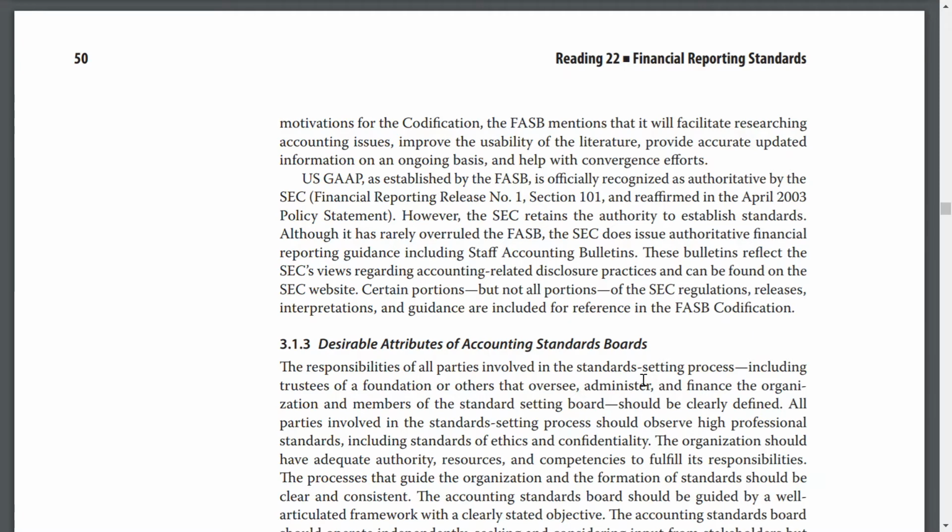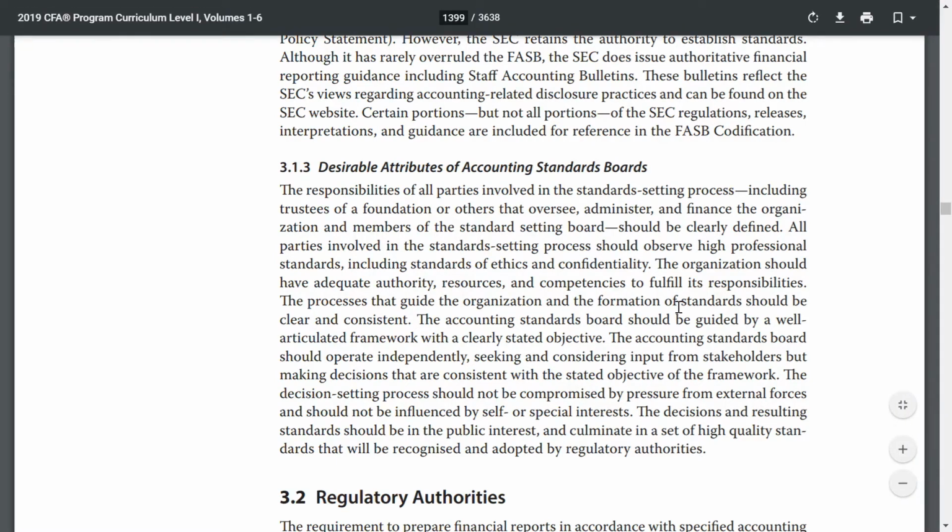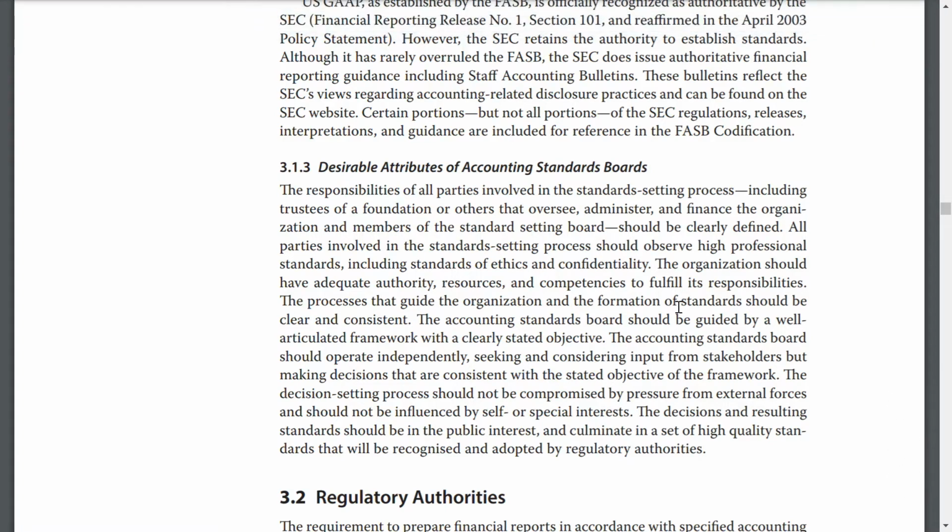Desirable attributes of accounting standard boards. The responsibilities of all parties involved in the standard-setting process should be clearly defined, including those of trustees of a foundation or others who oversee, administer, and finance the organization, and members of the standard-setting board. All parties involved in the standard-setting process should observe high professional standards, including standards of ethics and confidentiality. The organization should have adequate authority, resources, and competence to fulfill its responsibilities.